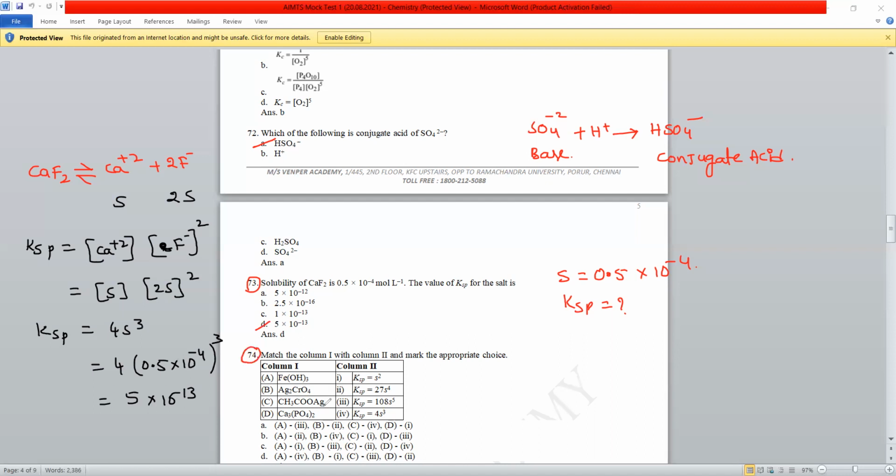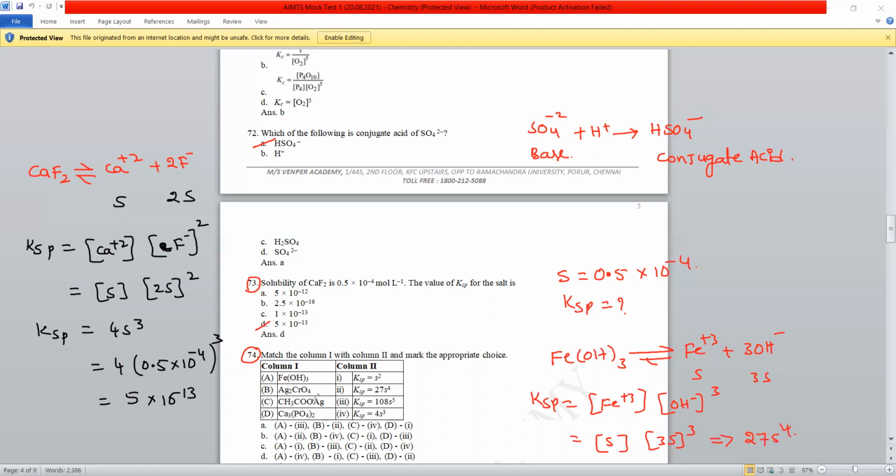In the same way, you can go for question 74 also. Fe(OH)3. Apply the same method here. Fe(OH)3 dissociates into Fe3+ plus 3OH- ions. So this is S and this is 3S. Ksp equals the concentration of Fe3+ times the concentration of OH- raised to the power 3. So S into (3S) cubed gives 27S to the power 4.